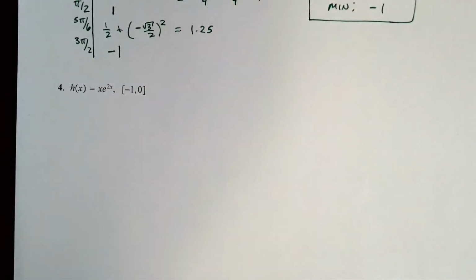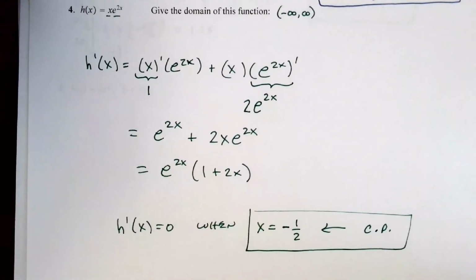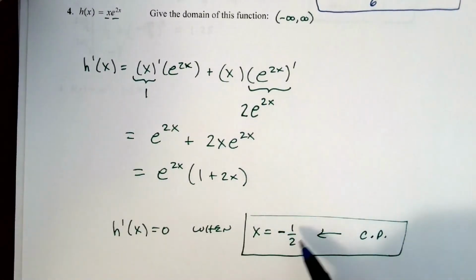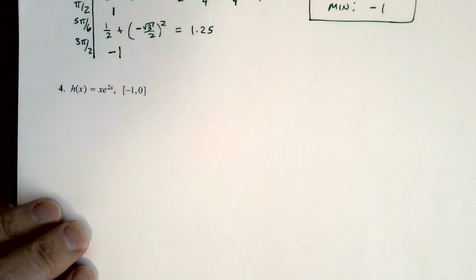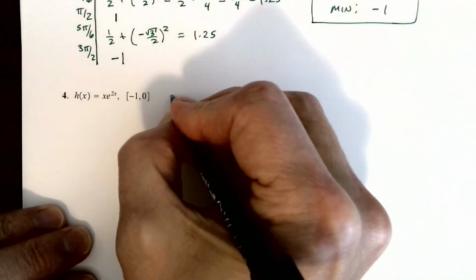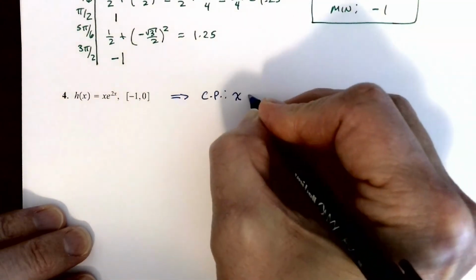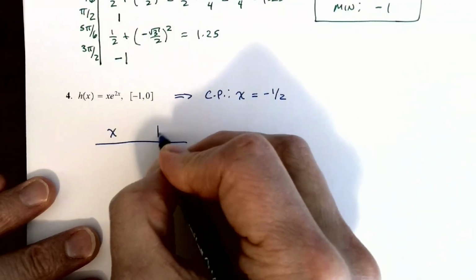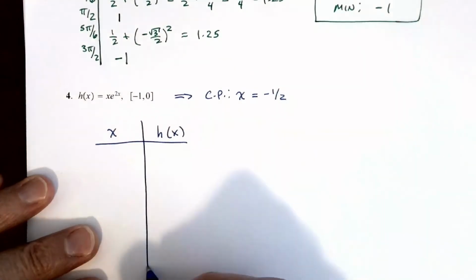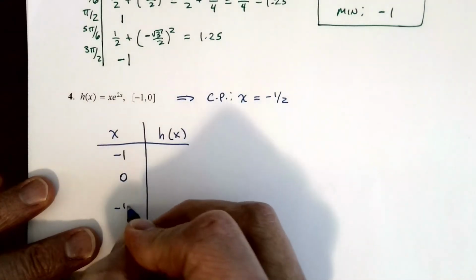Okay, again, I'll remind you, in the last video we found the critical point. There was only one, negative 1/2. The domain was all real numbers, right? So negative 1/2. Again, I'm going to look at the value of this function at different values of x, namely the endpoints, -1 and 0, and the critical point, -1/2.